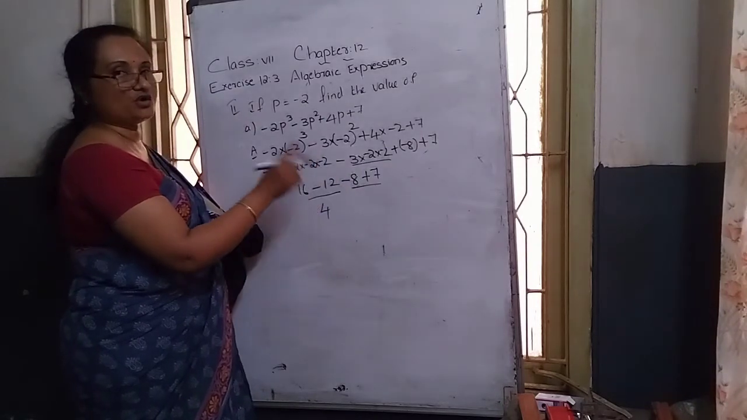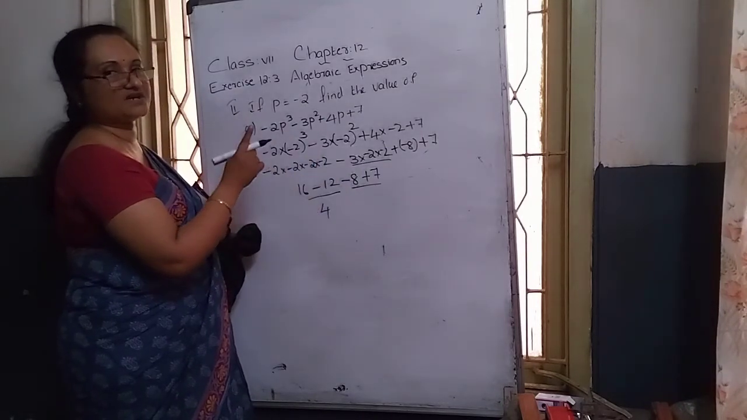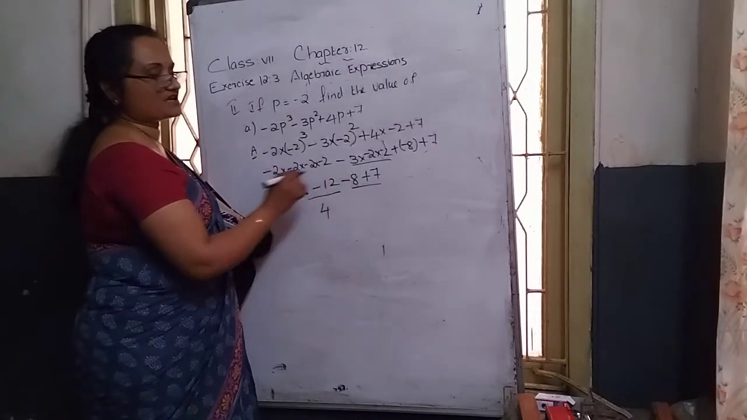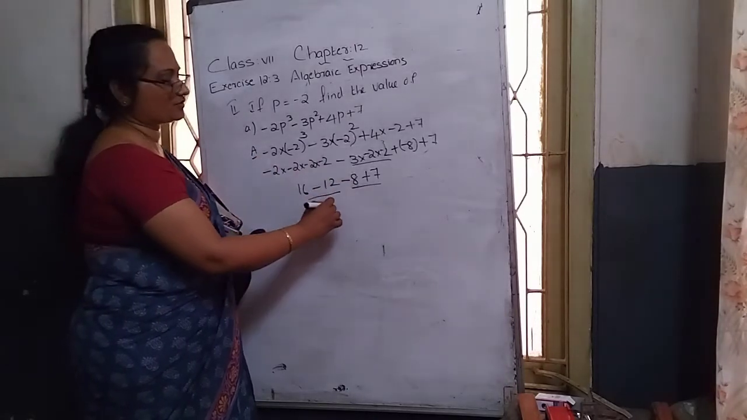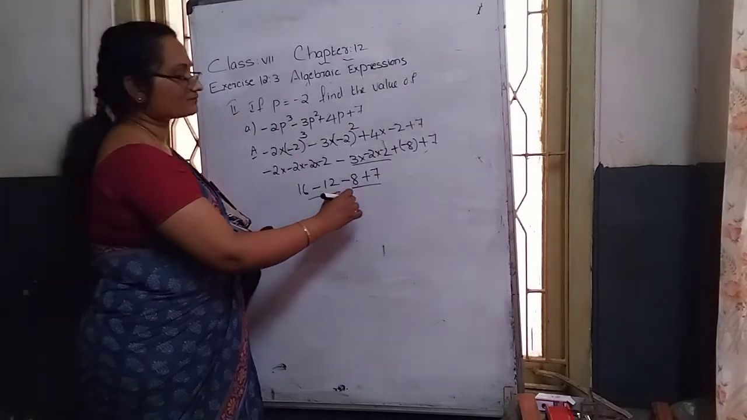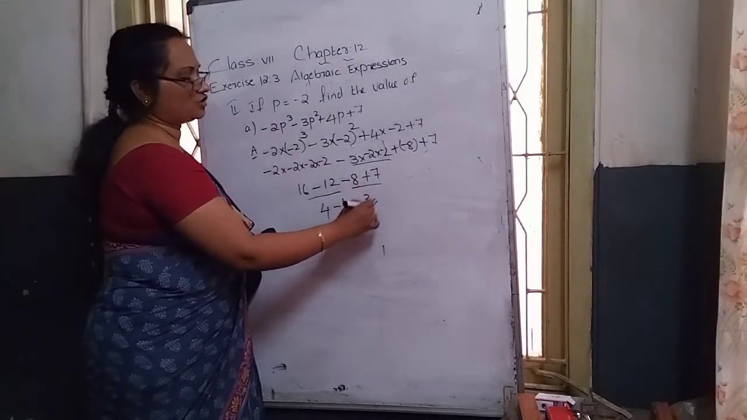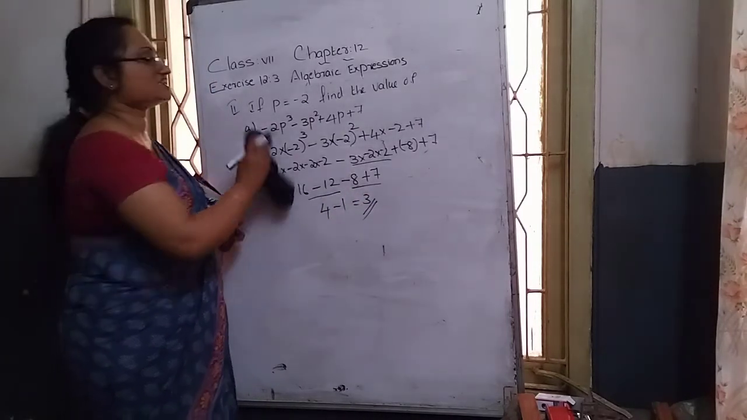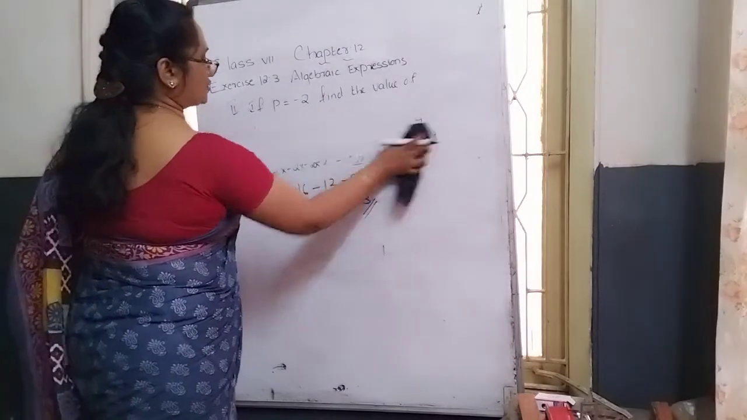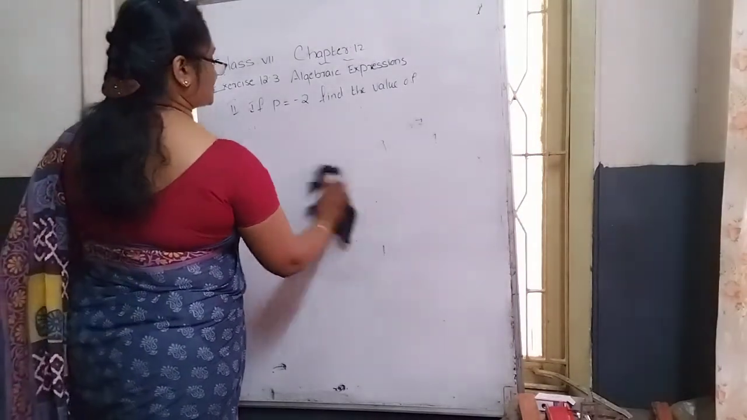What we want to do? Opposite sides means subtract. So 8 minus 7 comes to be 1. Which number is bigger? 8 is bigger. Sign of 8 is negative. That's why minus 1. So the answer becomes how much? 4 minus 1 comes to be 3 is the answer. I hope you can understand this model question.